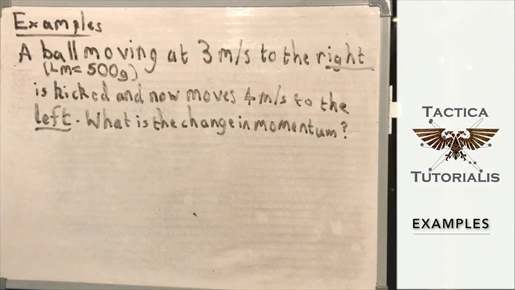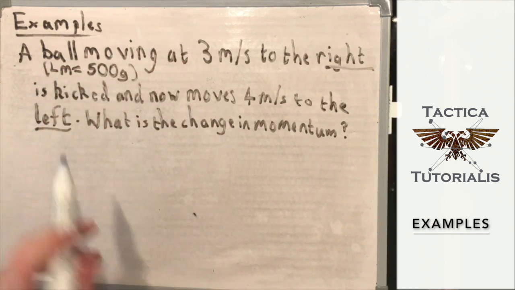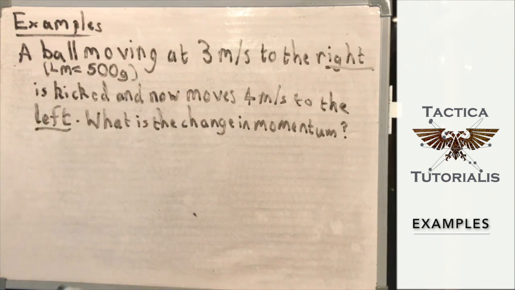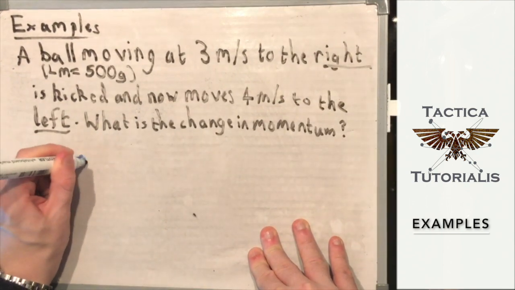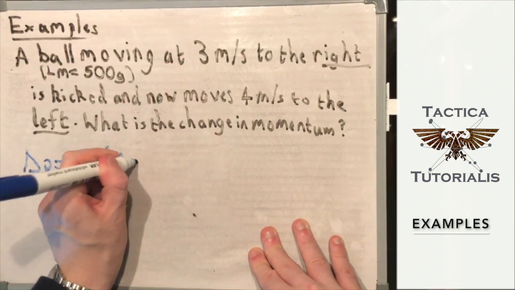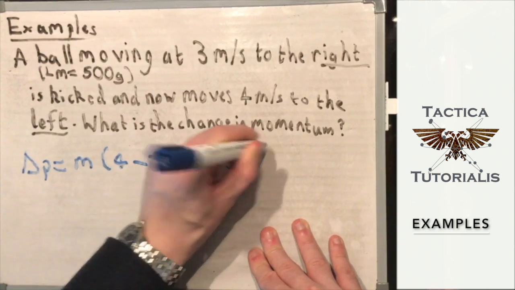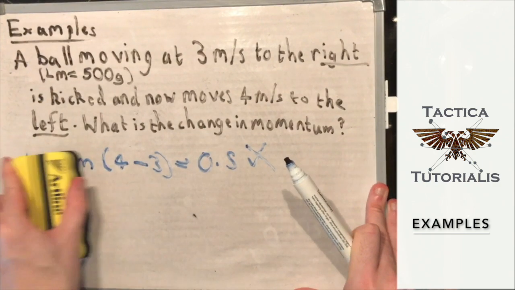So our second and final example, before I let you loose on the questions, is as follows. We have a ball moving at 3 meters per second to the right, has a mass of 500 grams, and it is kicked and now moves 4 meters per second to the left. What is the change in momentum? So some of you might be tempted to go delta P equals mass, final velocity is 4, initial velocity is 3, so it's 0.5, right? Wrong.